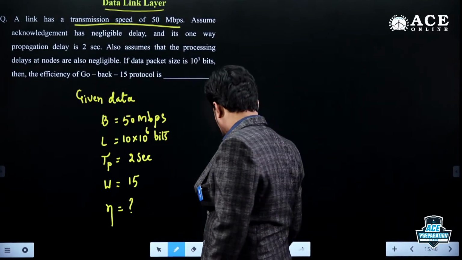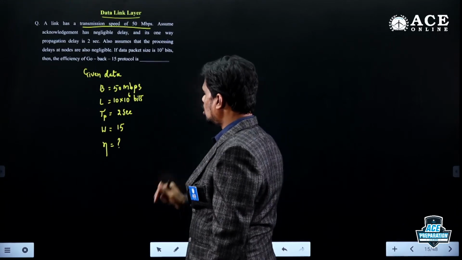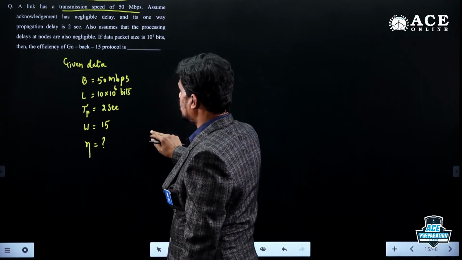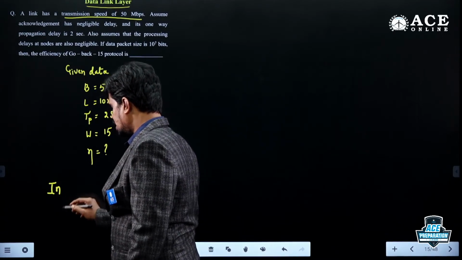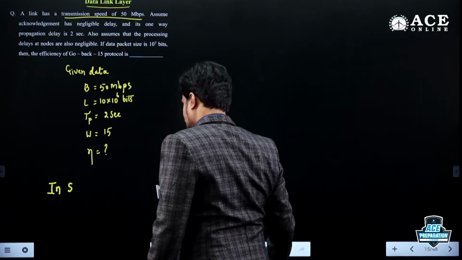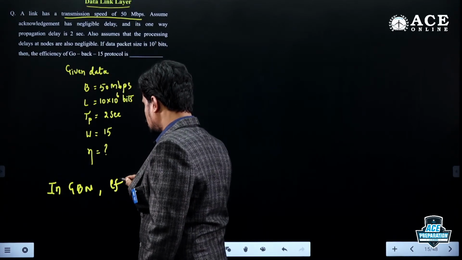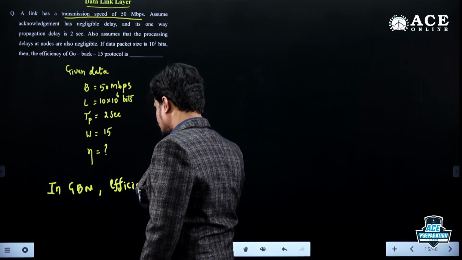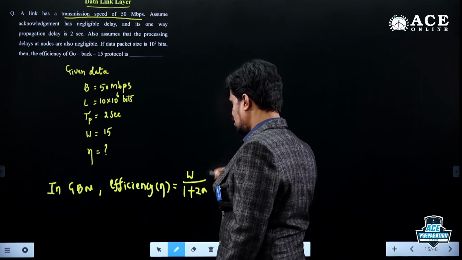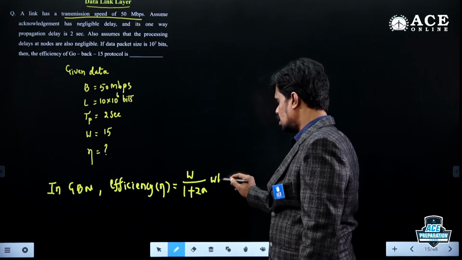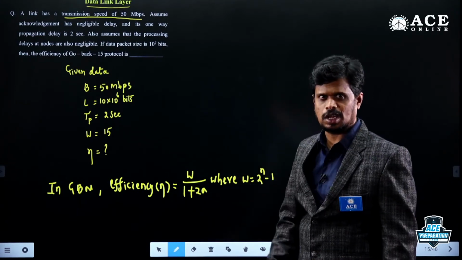So tell me, in Go-Back-N, what is the efficiency formula we have? As Go-Back-N is also a kind of sliding window, what is the formula we can write? In Go-Back-N, the efficiency nu is equal to W by 1 plus 2a, where W is 2 power n minus 1. This is the formula for efficiency calculation.